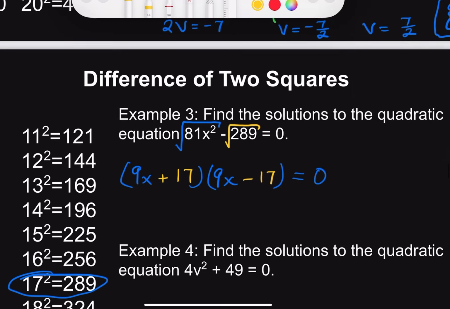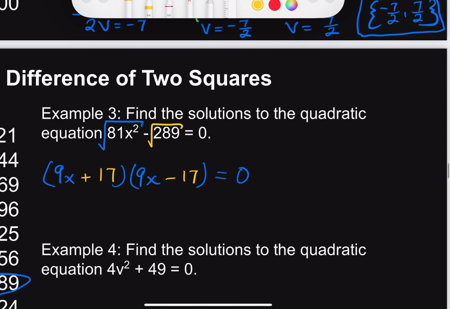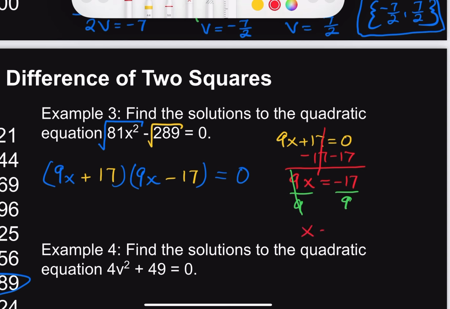And then we can find the solutions by using the zero product property. So for this one, we have 9x plus 17 equals 0. We're going to subtract 17 from both sides because, once again, the goal is to solve for x. 9x equals negative 17. Divide both sides by 9 to get x by itself. The 9s simplify out. x equals negative 17 over 9. This cannot divide any further, so that is your solution.